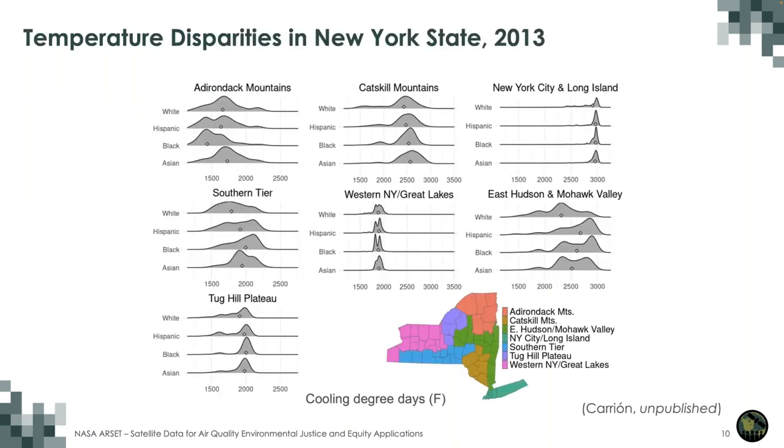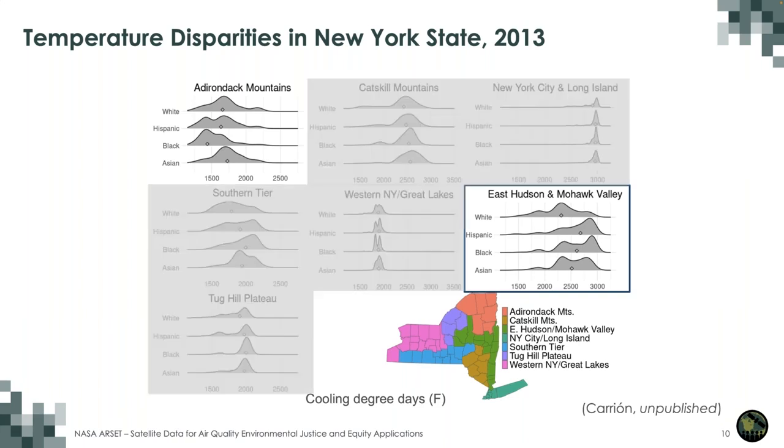So, some very preliminary results from our work. This is essentially a plot looking at kernel density smooths of temperature throughout the climate regions of New York State. And what you can see here is that zooming into various climate regions, we can see evidence of temperature disparities that are pronounced in some areas and perhaps not in others.